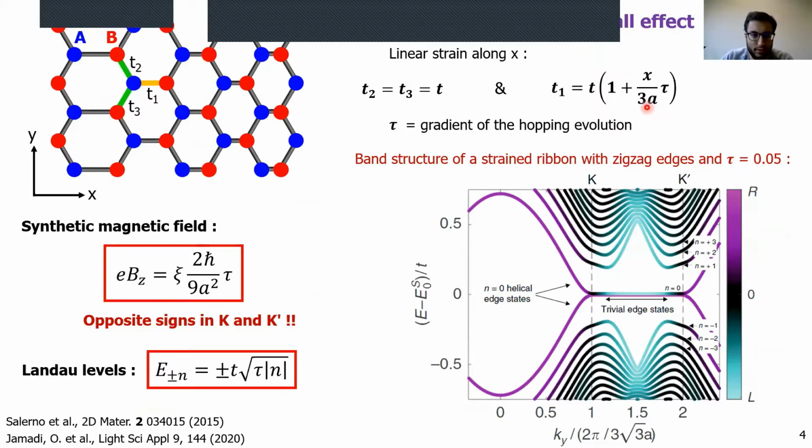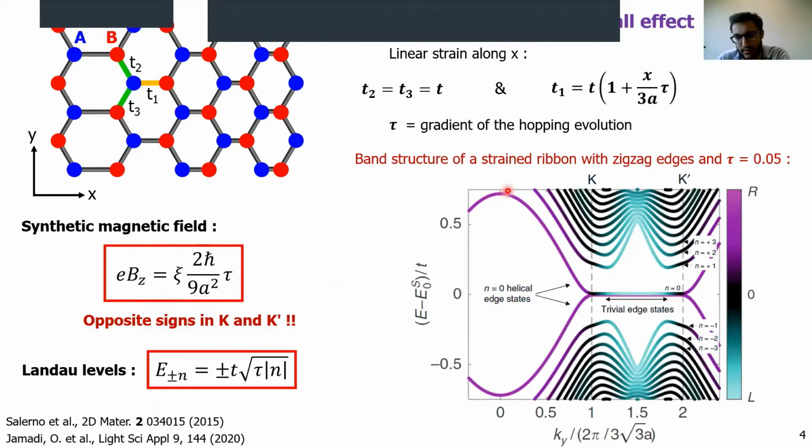If you do the mathematics that you can find in this paper, you will see that the synthetic magnetic field you get is directly proportional to this gradient tau. And this synthetic magnetic field has opposite sign in the two Dirac points K and K prime.